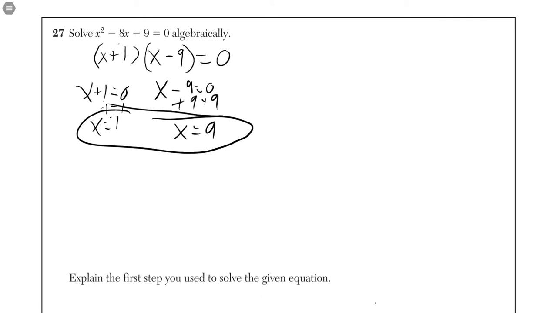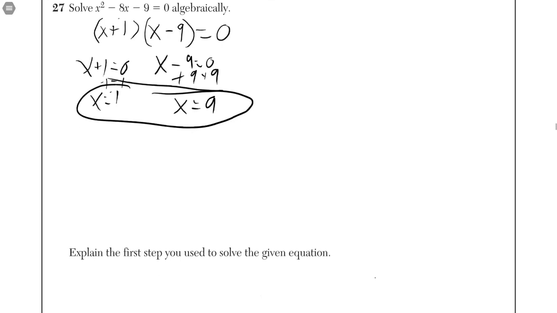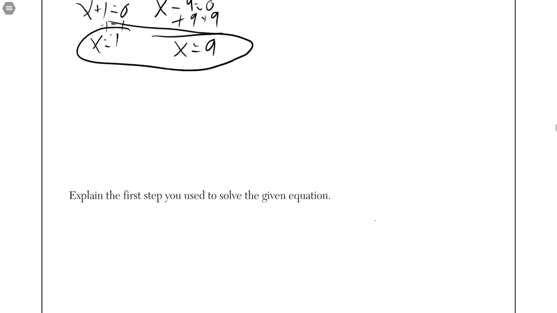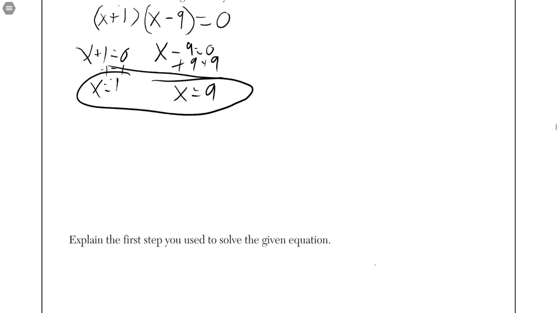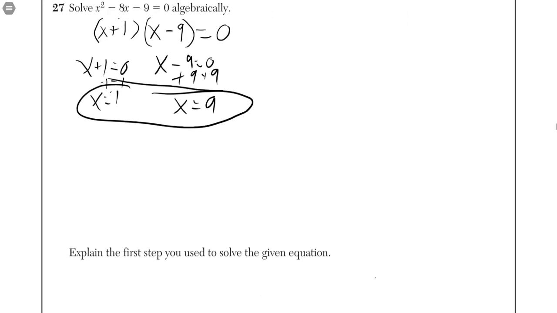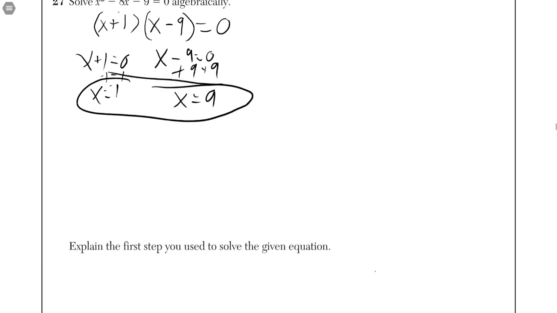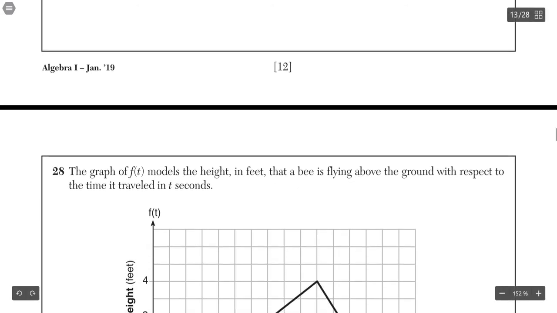You can also do it by graphing y1 equals the left side and y2 equals the right side, which in this case is 0, and finding the two points of intersection. But I don't think you will get full credit, or in this case, any credit for that. Some problems you'll get half credit. Okay, explain the first step to solve the given equation. If you're using the quadratic formula, you would say I plugged it into the quadratic formula. If you're factoring, the first step would be factoring.